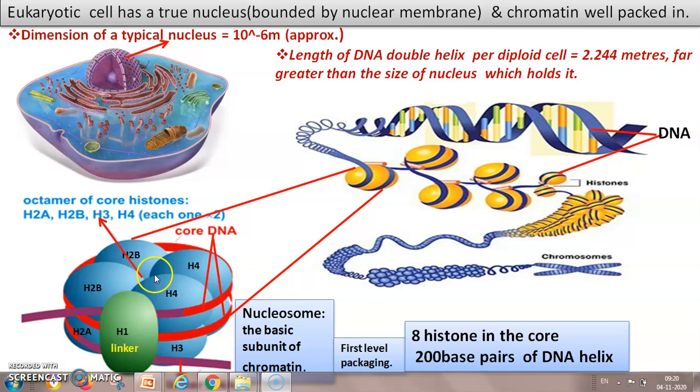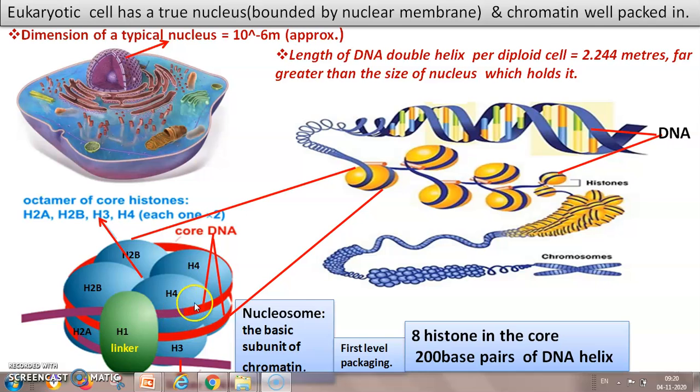We'll see in detail in the next frame. How many histone proteins are there? 8 histone proteins: 4 types of histone proteins in the core, multiplied by 2, that means each is in a pair. So H2A, H2B, H3 and H4, each into 2. You can see the arrangement, 2 each inside. So 8 histones in the core. Around 200 base pairs of DNA helix wraps around it. But 200 base pairs is a rough calculation of the total DNA including the linker.